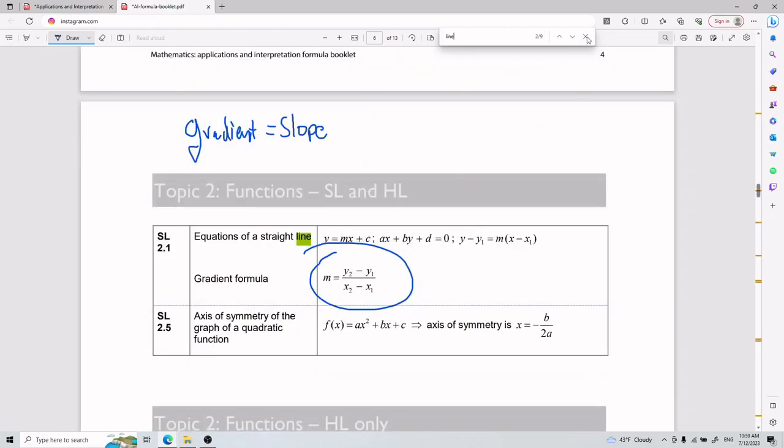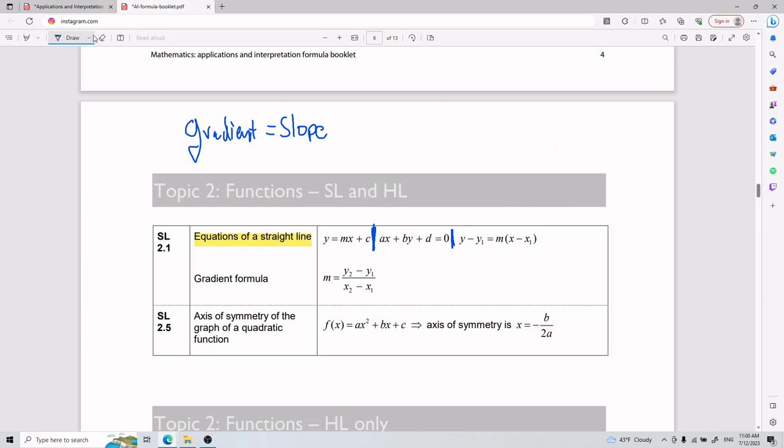It was in front of me the whole time. Okay, so I am trying to find the equation of a straight line, which is exactly right here. And so I have three options. I can either use this one in the middle, or this one on the right side.